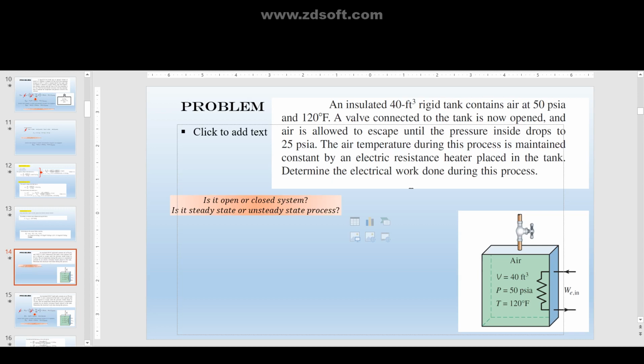So this is the unsteady flow processes. Please study the following examples from the textbook, 5.1 through 5.13. They are really useful.